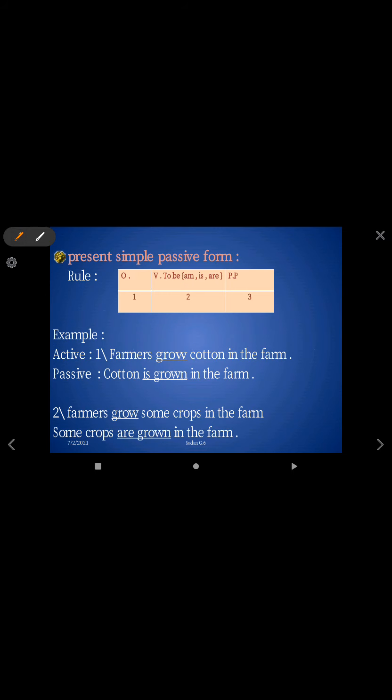Here we start with the present simple passive form. Its rule: first the object, second the verb to be, am or is or are, third the past participle. Here we had two examples. In active, the first example: farmers grow cotton in the farm. In passive: cotton is growing in the farm. The second example: farmers grow some crops in the farm. Some crops are growing in the farm. In the first example, we use is. In the second example, we use are.